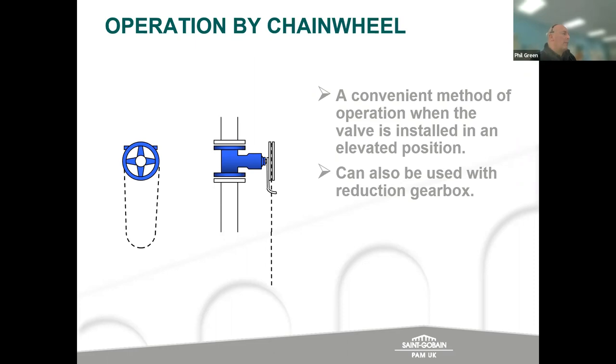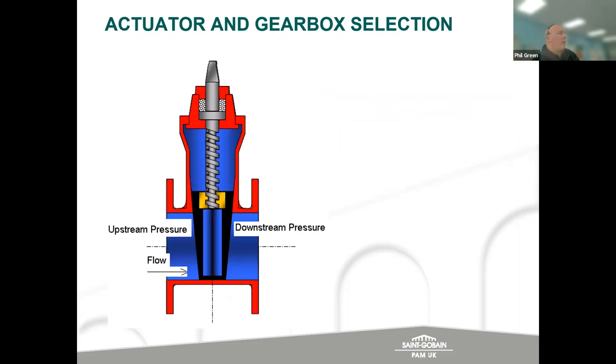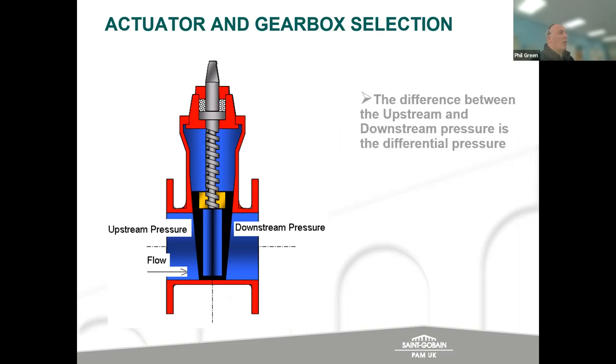So that's sort of manual operation of gate valves. If we think about where we might need a bit more help, we can use actuators and gearboxes. Basically, what we need to know to understand an actuated gearbox is the difference between the upstream pressure and the downstream pressure. This is known as the differential pressure in a pipeline system.